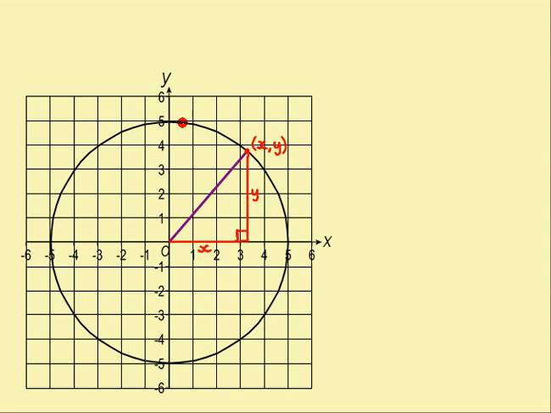I know that this radius is 5. So Pythagoras' theorem tells me that x squared plus y squared equals the hypotenuse squared, which is 5 squared. So I get x squared plus y squared equals 25. This equation will be true for whichever point I choose on the radius of the circle, because the point will always be xy and the radius of the circle will always be 5. Therefore, this is the equation of the circle, with centre the origin and radius 5.